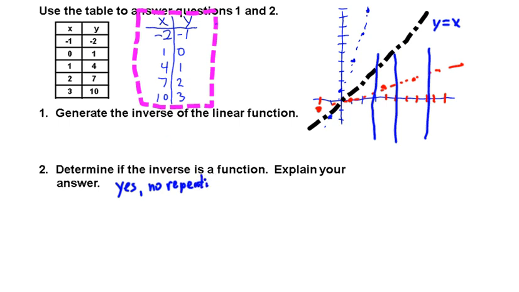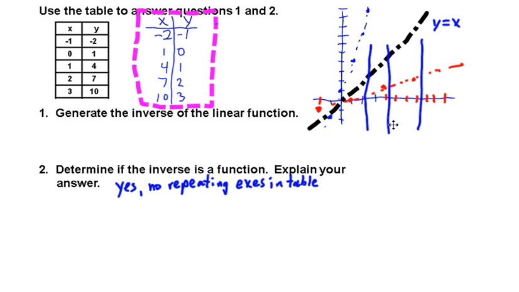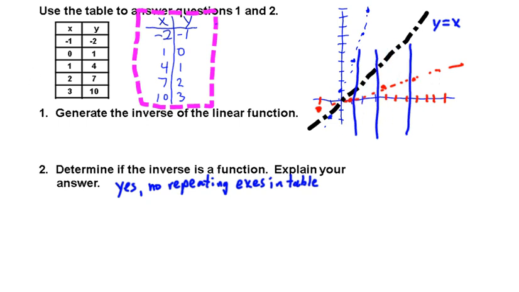No repeating x's in the table. X's, plural for x, in the table. And then you could bring in the vertical line test. You can see the vertical line test is passed. You can run the vertical line, and see, the vertical line touches that red graph only once. So that is our answer to problems 1 and 2.